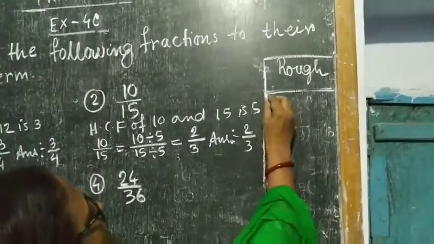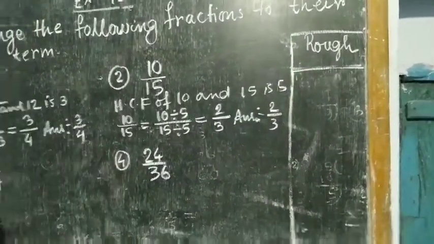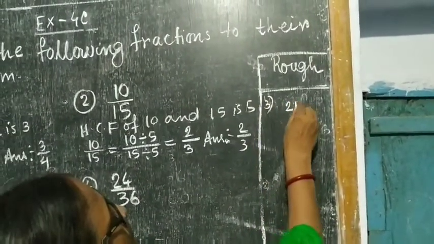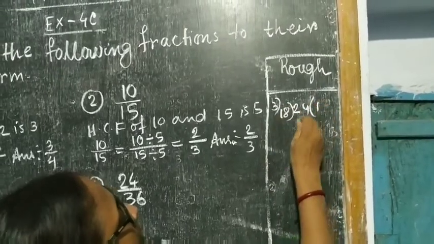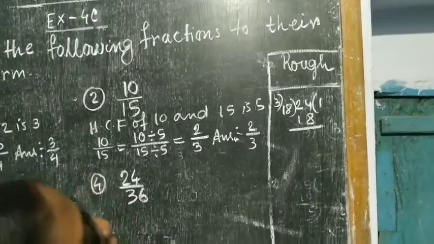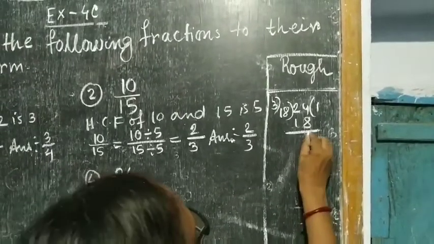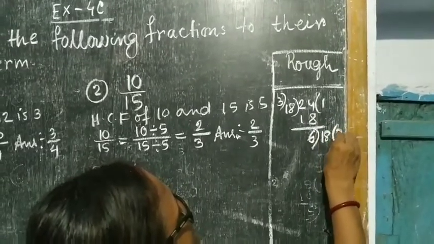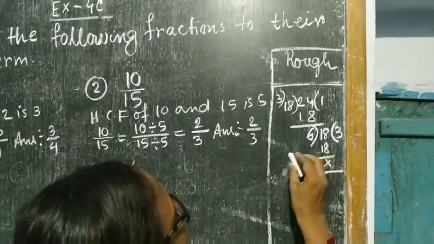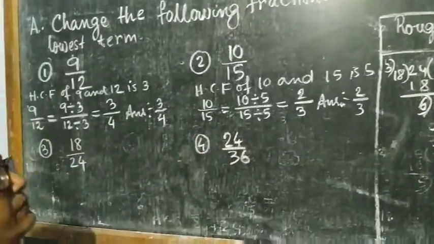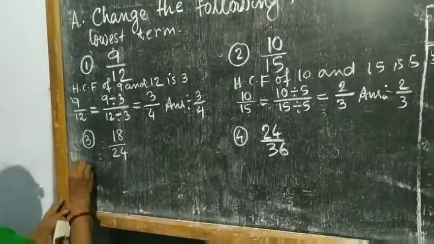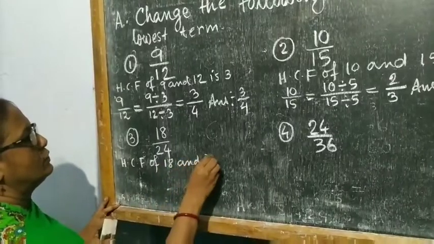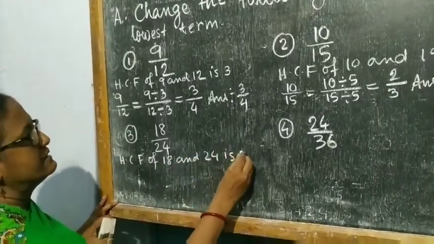First find out the HCF of 18 and 24. Which number is bigger, 18 or 24? 24 is bigger. So divide 24 by 18. 18 ones are 18. So 24 minus 18, 6. Again divide 18 by 6. So 6 3s are 18. So which one is the HCF of 18 and 24? 6. So now write HCF of 18 and 24 is 6.